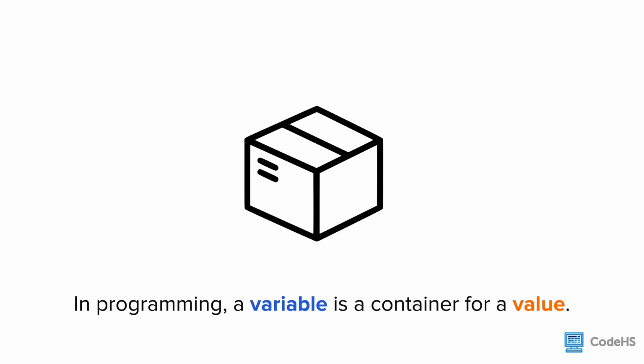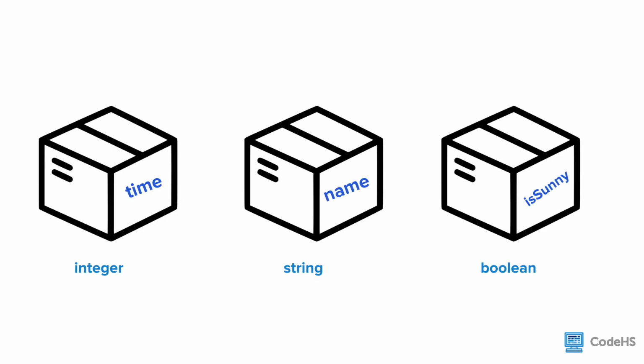While they use the same names, variables in algebra and variables in programming are a little bit different. In programming, a variable is a container for a value. You can think of it like a box. Each box has a unique label called the variable name and a type of information that can be stored.